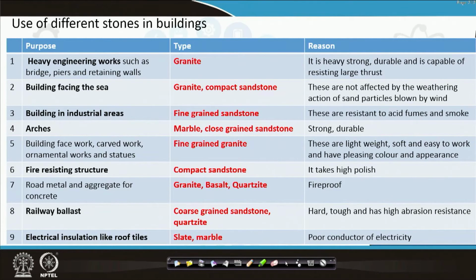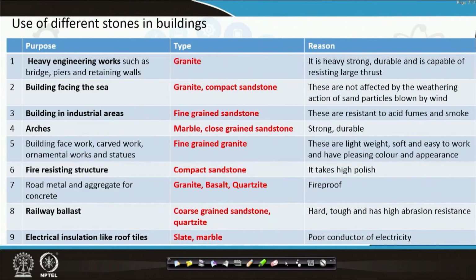Building face work, carved work, ornamental work and statues. Marble is there in the list, fine grained granite is the other one, and they are light in weight, soft and easy to work and have pleasing appearance. They may be available in different colors. For fire resistant structures, it is compact sandstone.